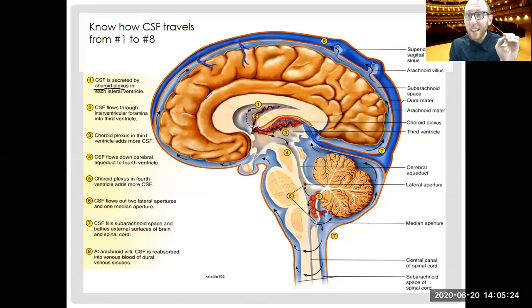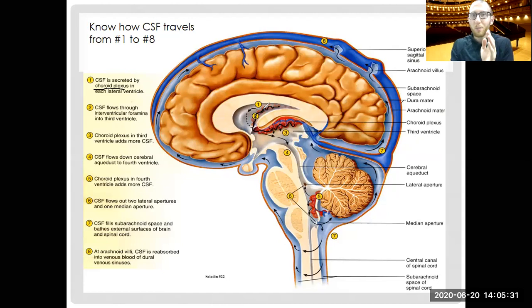I'll have you guys answer that in the professional small group meetings. But we start in the choroid plexus of the lateral ventricle, number 1. Then we're going through that interventricular foramen. Then the third adds more down in here. We're going with gravity, so we're traveling down the cerebral aqueduct to the 4th. Now we're at the 4th.